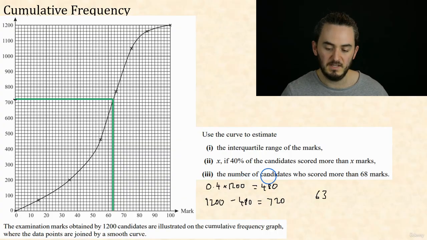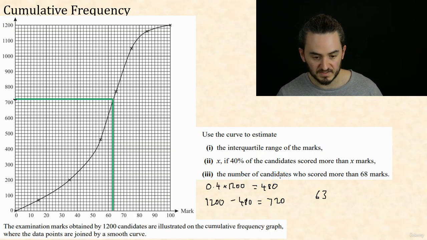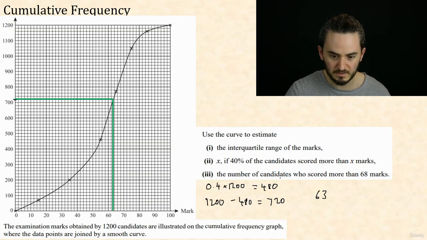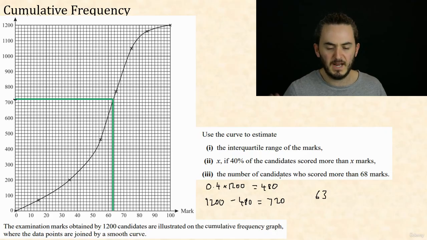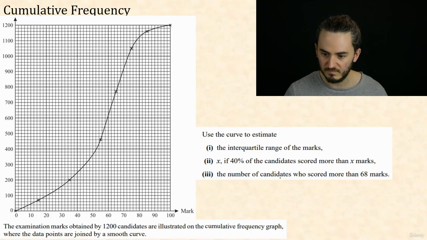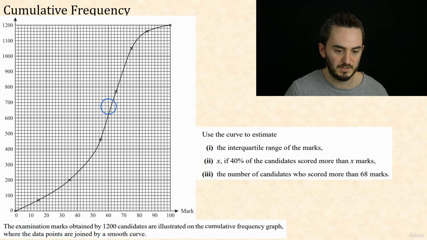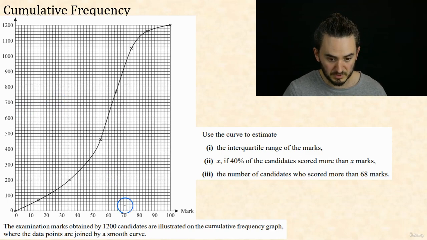Okay, finally, the number of candidates who scored more than 68 marks. I'll just clean the graph again. Now, if you were doing this, you can have all of these lines on the same graph. It's just as I'm explaining it, it's a bit easier to separate them. So in this case, rather than drawing from the left-hand side to the graph and down, I'll draw from the bottom up to the graph.